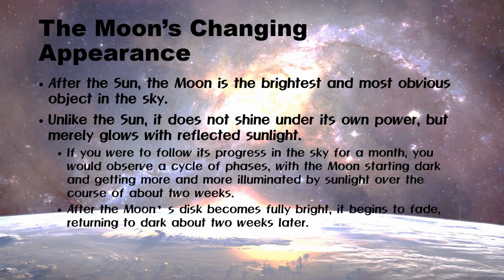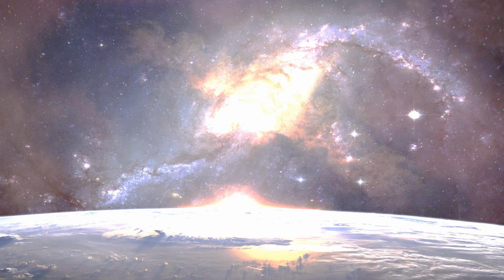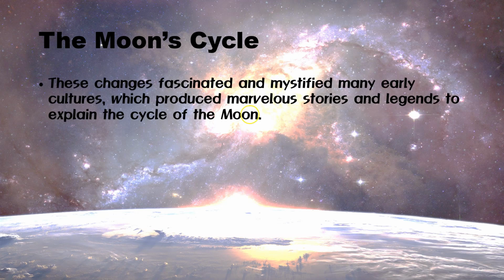Now, if you were to follow the moon's progress in the sky for about a month, you would observe a cycle of phases with the moon starting dark and getting more and more illuminated by sunlight over the course of about 2 weeks. Now, after the moon's disk becomes fully bright, it actually begins to fade, returning to dark about 2 weeks later. So this, of course, is leading to us developing an idea of a cycle for the moon.